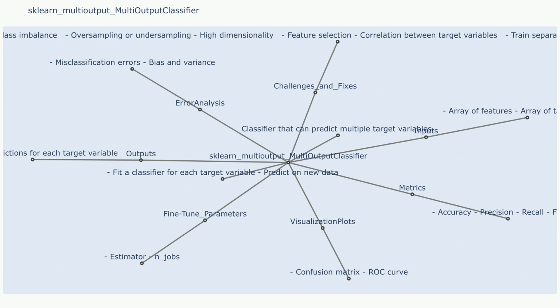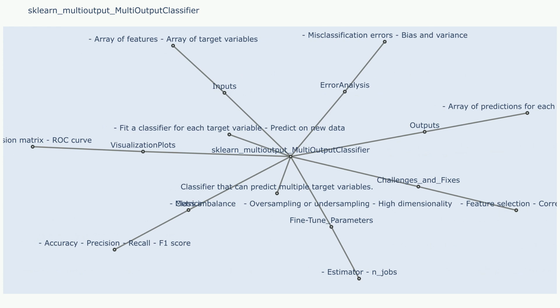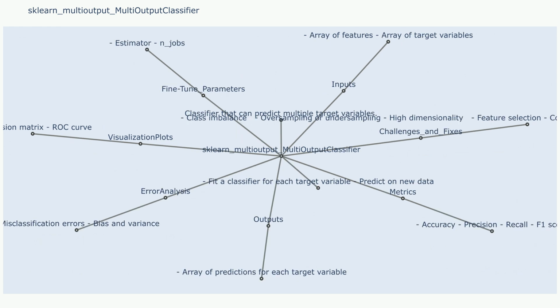Explain in detail. The multi-output classifier takes an array of estimators as input. Each estimator is used to predict a single target variable. The estimators can be of any type that supports the fit and predict methods, such as decision tree classifier, random forest classifier, or logistic regression. Step 2. Explain in detail. During training, the multi-output classifier trains each estimator independently on the corresponding target variable.